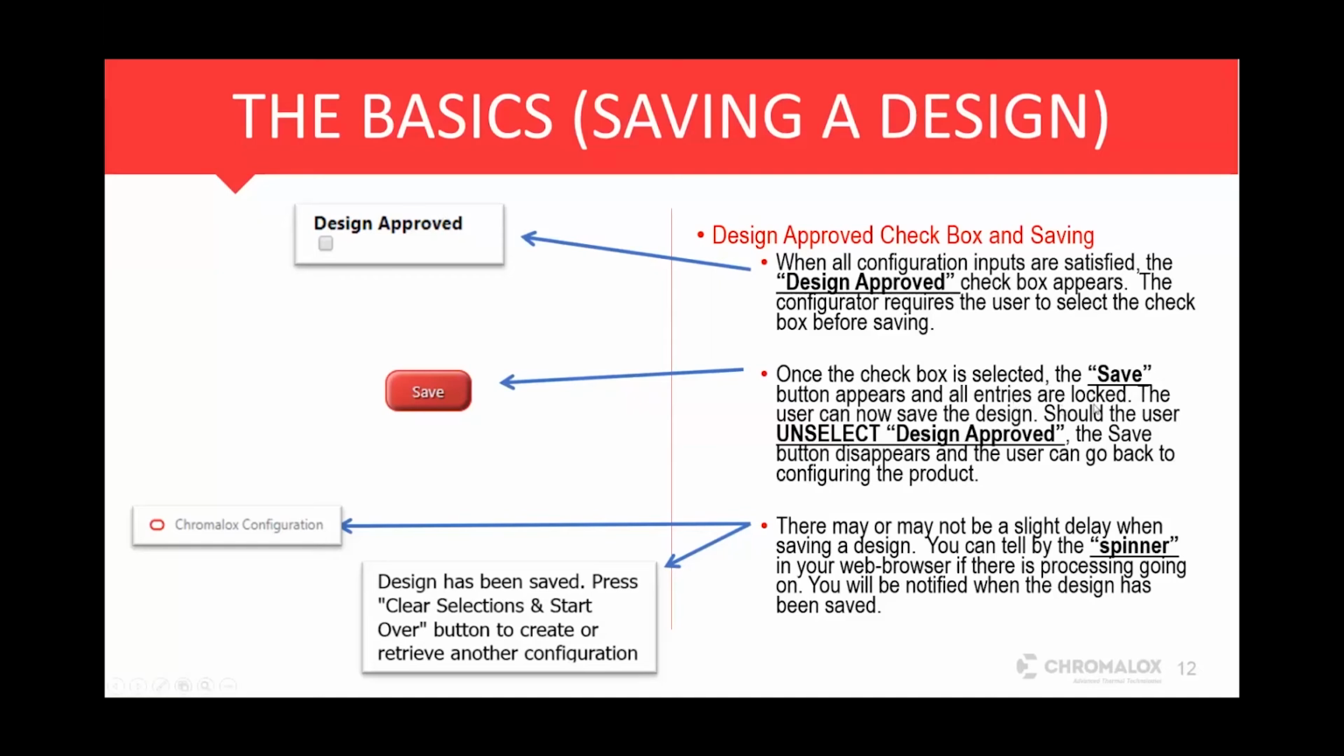As I mentioned, all entries are locked. The user can now save the design. But let's say you do hit design approved and you look, it's like, oh, shucks, I got the wrong selection here. Just uncheck it, and then you can go back to configuring. And it will still check your design to make sure it's valid before the design approved comes back up.